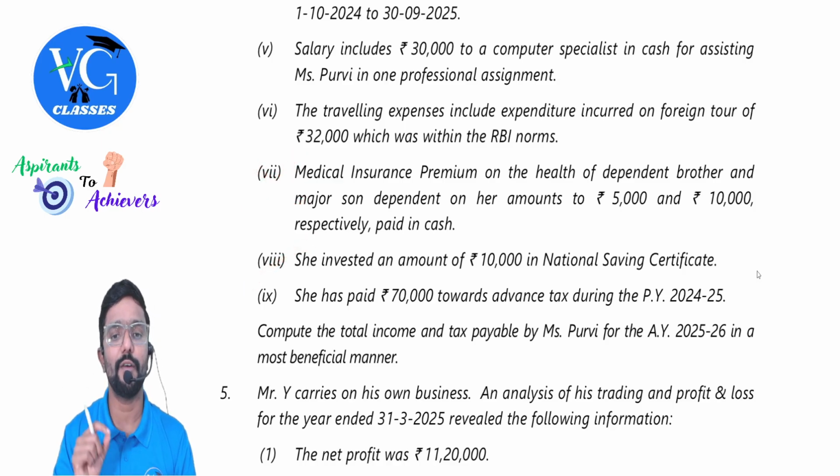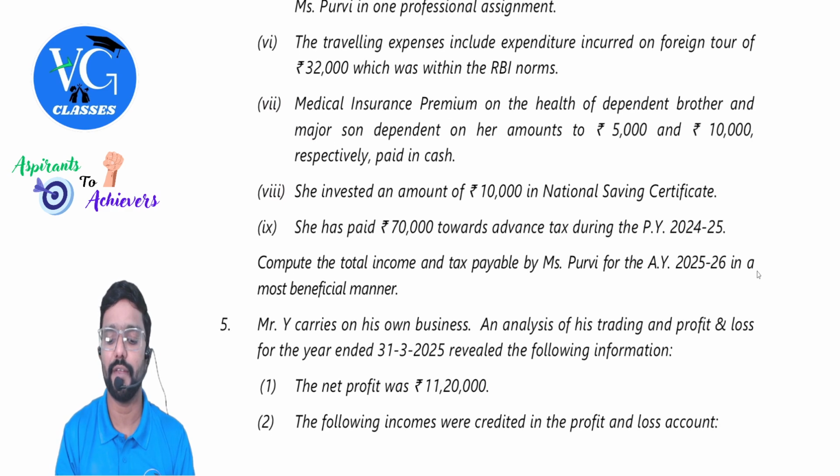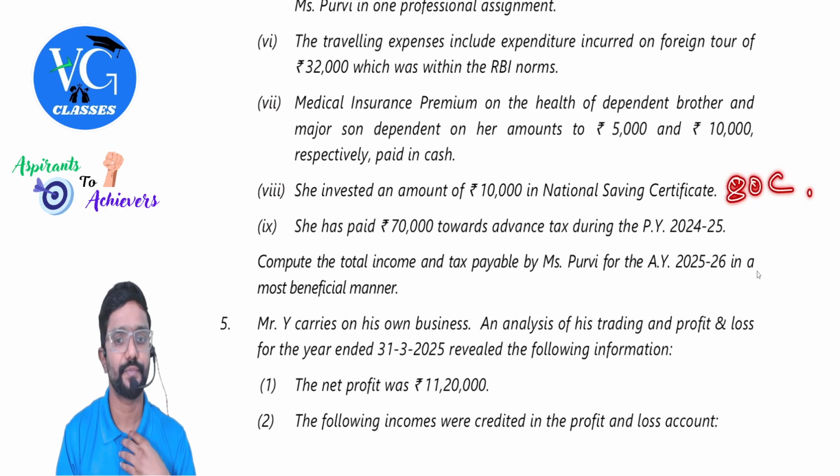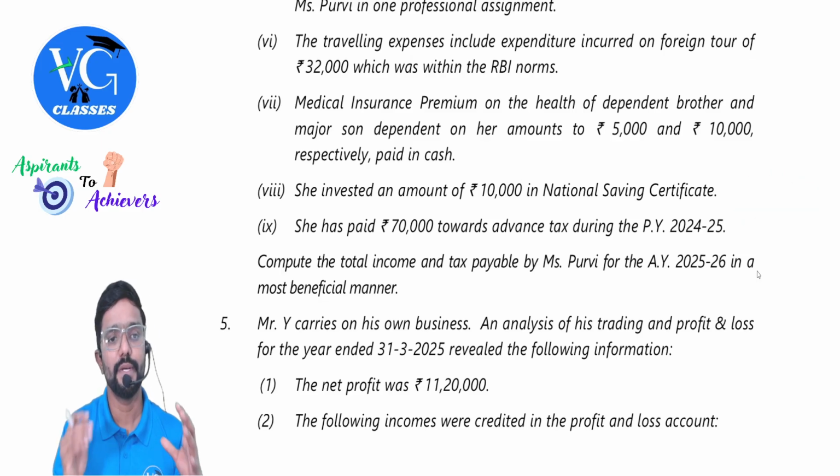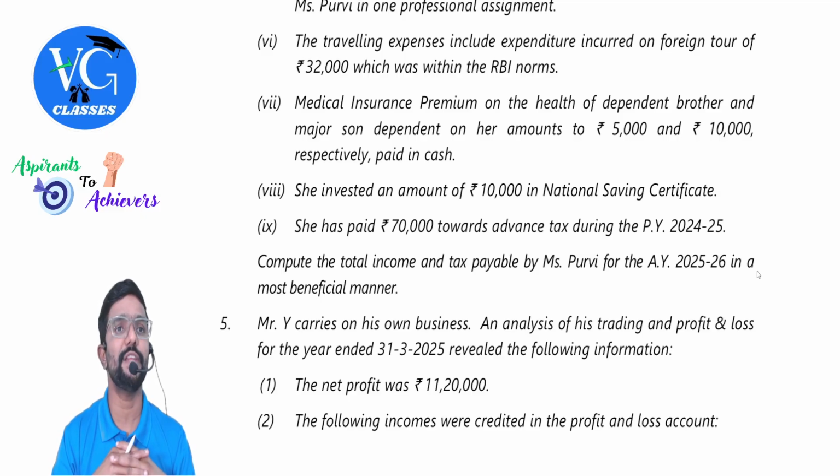She invested an amount of 10,000 in National Savings Certificate, ATC deduction. She has paid 70,000 towards advance tax during the previous year 24-25. You will reduce it from final tax liability. She has already paid in advance. Compute the total income and tax liability by Ms. Purvi for assessment year 25-26 in a most beneficial manner.